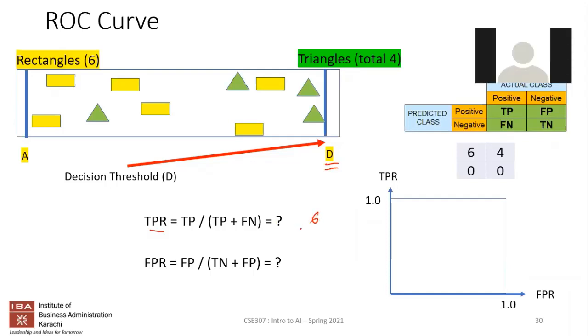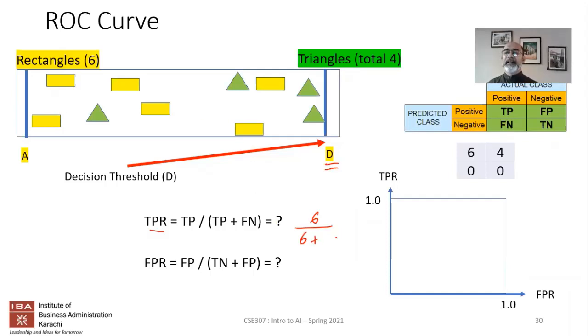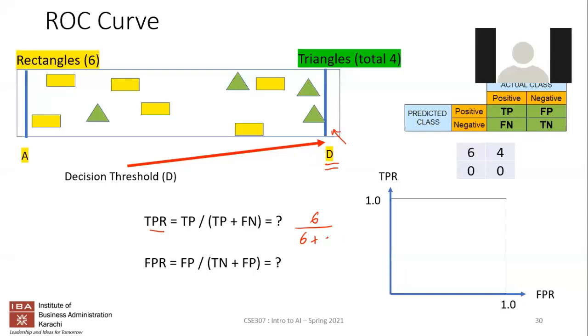6. Right, so there are 6 because all the rectangles are actually true positives. So 6 divided by 6 plus, and how many false negatives are there? How many negatives are there on this side? 0, right? Zero. So this is going to be 1.0.